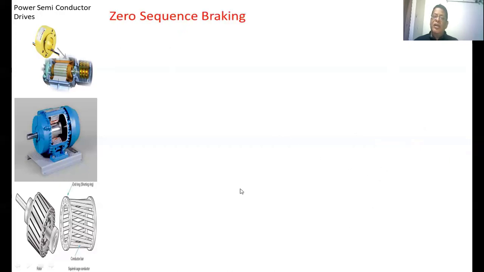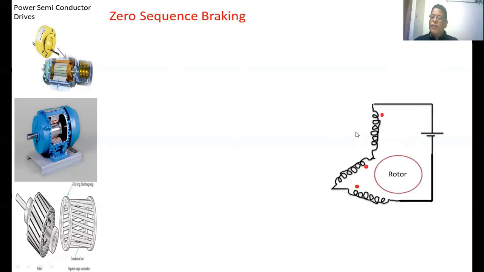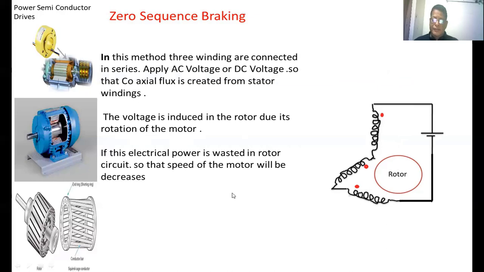Now we are going to see zero sequence braking. In zero sequence braking, the three stator windings have to be connected in series. Apply the DC voltage or the AC voltage. If you apply the DC voltage, a steady flux will be created by the stator winding. If you apply the AC voltage, a coaxial flux will be created by the stator winding. There is a rate of change of flux linkage with the rotor conductor. The voltage will be induced in the rotor conductor, which drives a current through it. If you waste that power in the rotor, then the speed of the motor will decrease. This method is nothing but zero sequence braking.